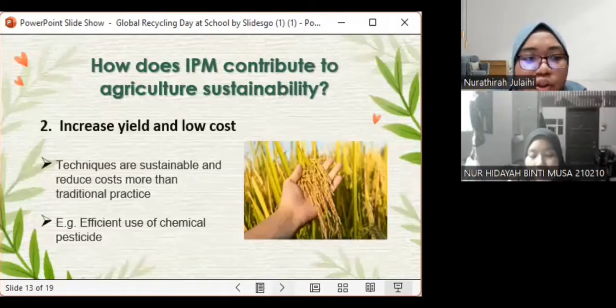How does IPM contribute more to agriculture sustainability? It also can increase yield and lower cost. The techniques are sustainable and reduce cost more than the traditional practice. It is because of the efficient use of chemical pesticide. Next.